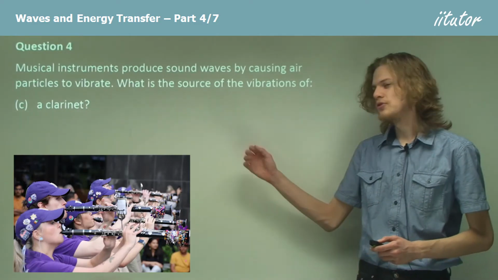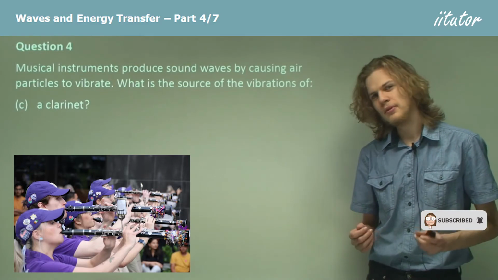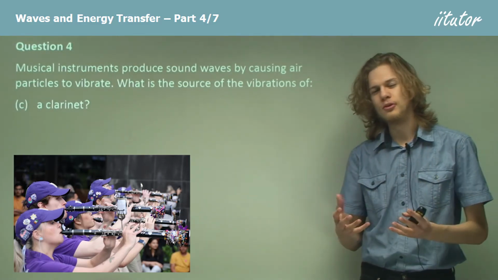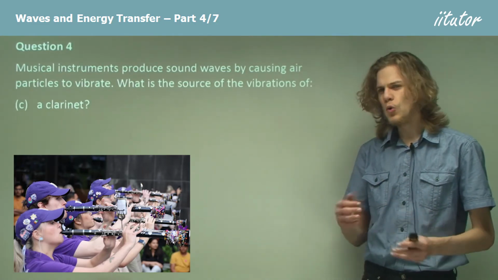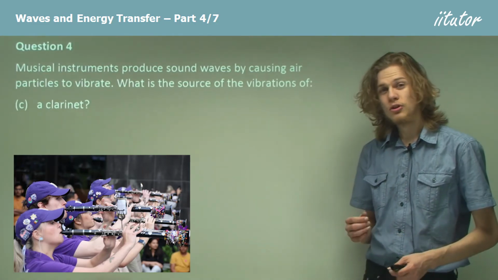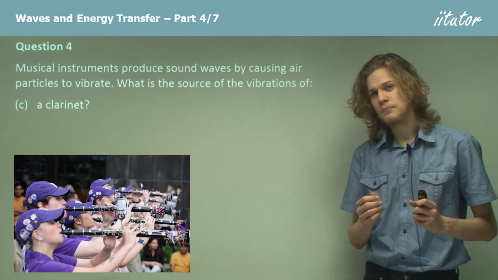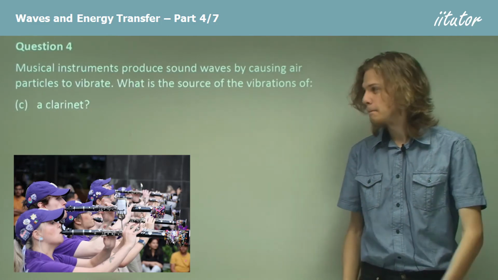C. What is the source of the vibrations in a clarinet? Now, a clarinet is a woodwind instrument, and as such there's a column of air inside the instrument which is vibrating, and that's what's producing the sound waves. So what causes the column of air to vibrate? Well, it turns out that in a clarinet we have a reed in the mouthpiece. When the musician blows onto the reed, that reed will vibrate.